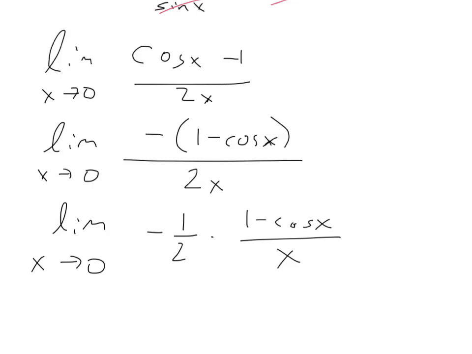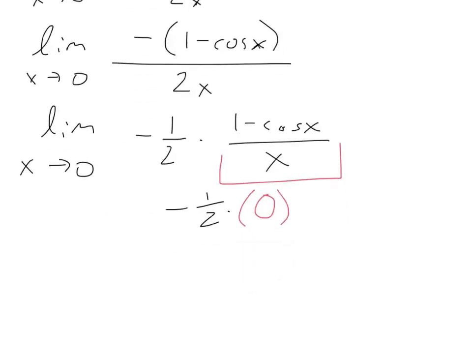Now this is just an application of the constant multiple rule. We have negative 1/2 times this thing, but our special limits tell us that this limit is 0. So I effectively have negative 1/2 times 0. It means that this limit, this thing that we've been working on, is 0.